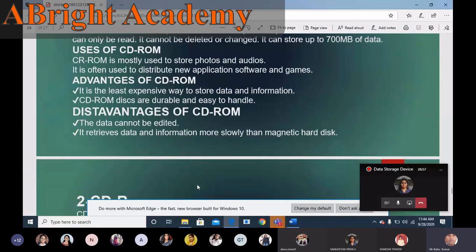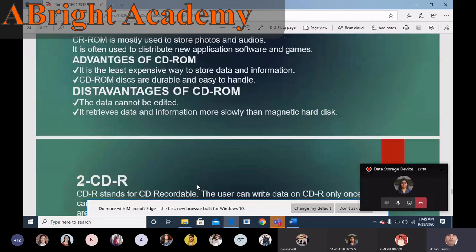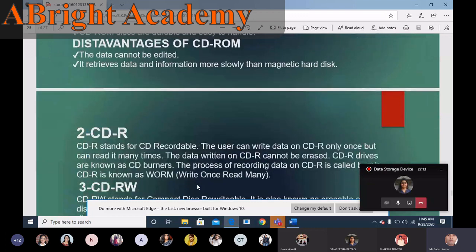Advantages of CD-ROM. It is the least expensive way to store data and information. CD-ROM disks are durable and easy to handle. Disadvantages of CD-ROM. The data cannot be edited. It retrieves data and information more slowly than a magnetic hard disk.